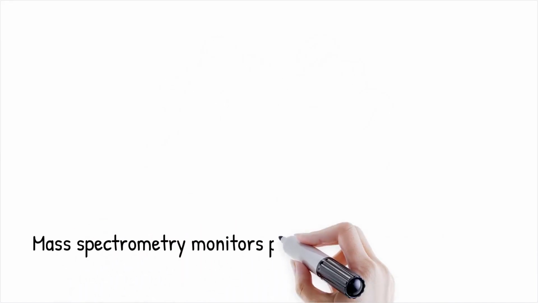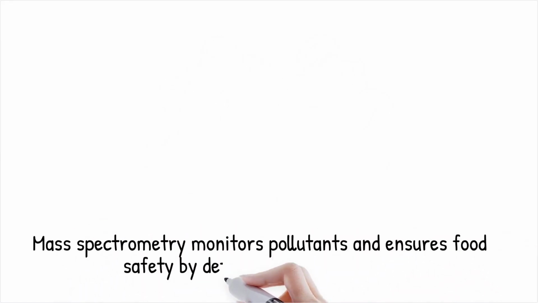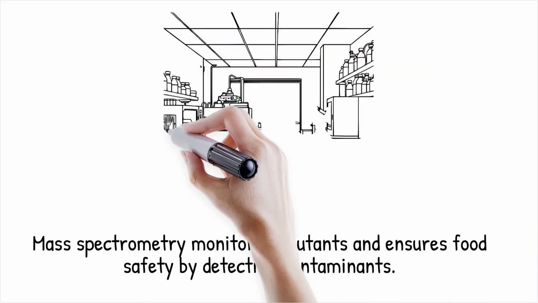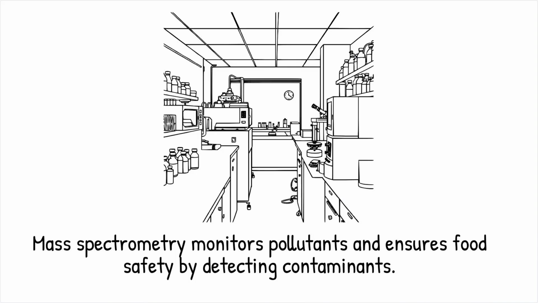Mass spectrometry plays a critical role in monitoring environmental pollutants and ensuring food safety. It detects contaminants like pesticides, heavy metals, and toxins in water, air, and food samples. With its ability to measure parts per billion or even parts per trillion concentrations, MS ensures compliance with safety standards and protects public health.